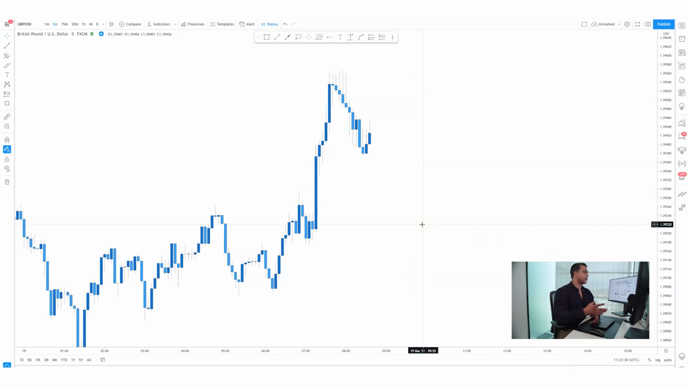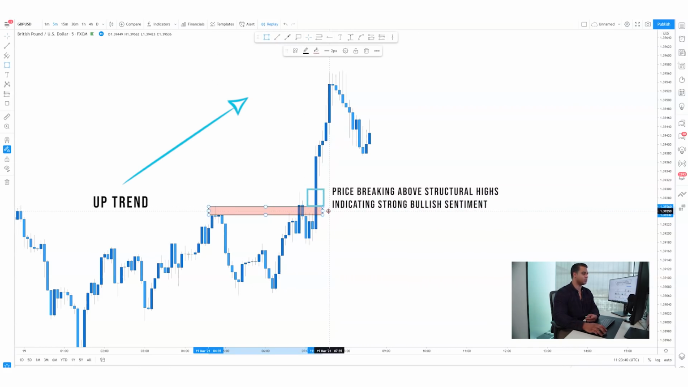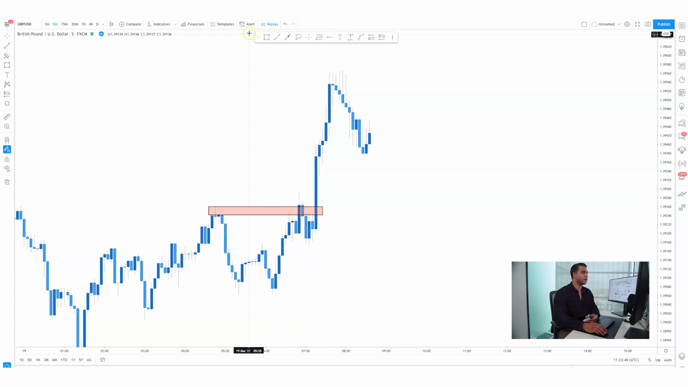So the first example we're going to look at here is on pound USD. Now we can see the market has clearly been trending up for quite some time. What we can identify here is that price is breaking above structural highs, which is indicating strong bullish sentiment. We also have areas here in the market where price is creating patterns that we're very aware of, where price creates a level and then respects that level. And then as you can see here, we now break the previous highs to make a new higher high. Just simple processes here in order to identify the current trend.